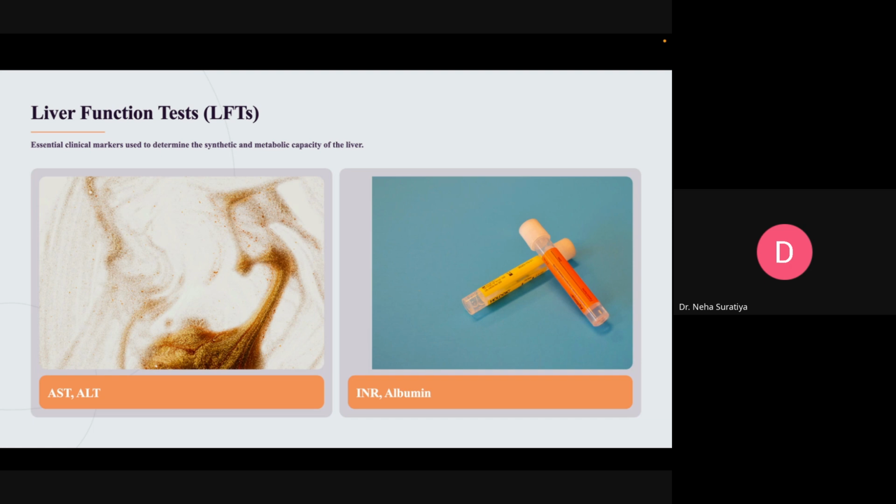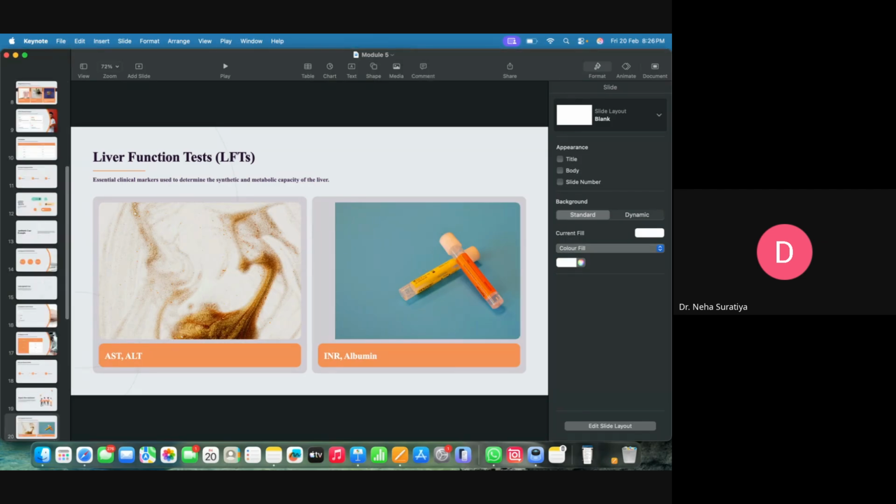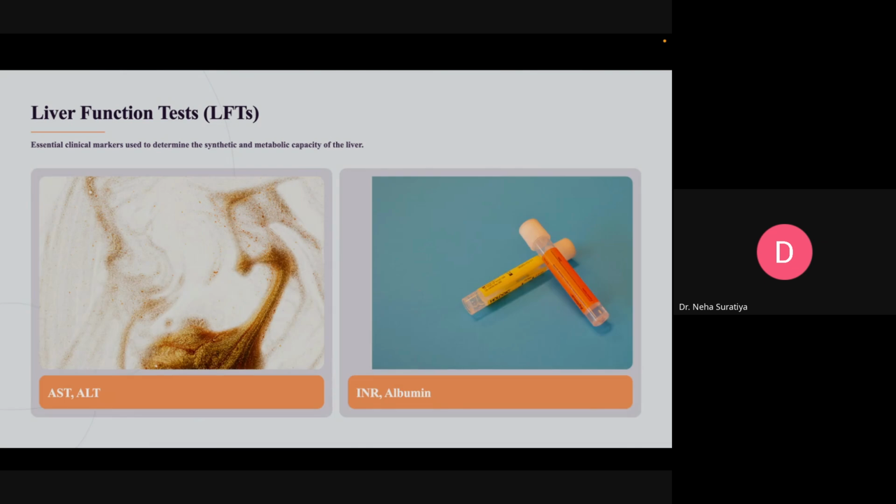Because many healthcare professionals and many interns and students are practicing dose calculation only by seeing AST, ALT, because they know only one thing, that if AST, ALT is abnormal, that means the patient has liver disease, right? But it is ultimately indicating the liver cell injury, guys. Of course, you are right here, but you need to understand that if you want a dose calculation, you need to focus on this INR and albumin.